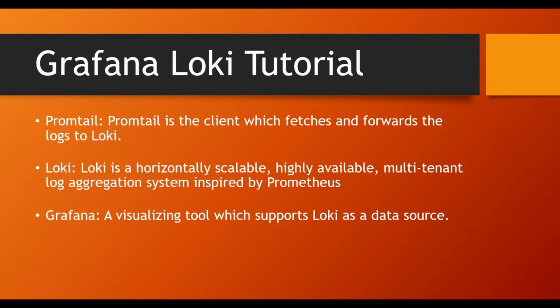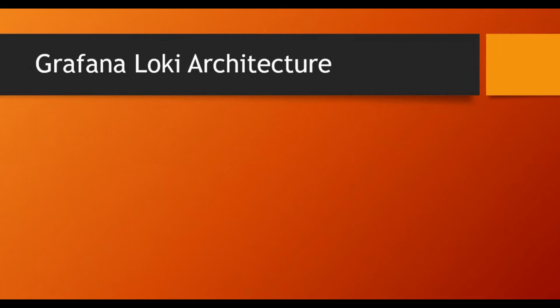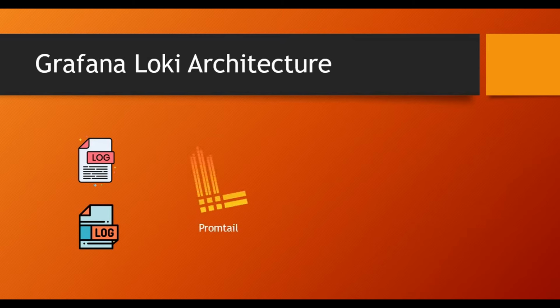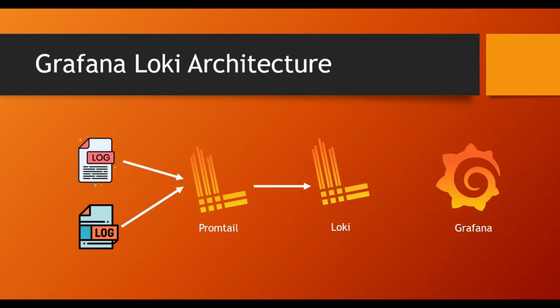Grafana supports other data sources also, like in the previous tutorial where we used Prometheus as a data source. So in an architecture view, in this tutorial we will have logs which we want to send to Loki. Promtail will do the log collection and send the logs to Loki, and from Loki we'll connect to Grafana. Loki will be added as a data source, and Grafana will show some charts or the data. So that should be the complete architecture we will be building in this tutorial.